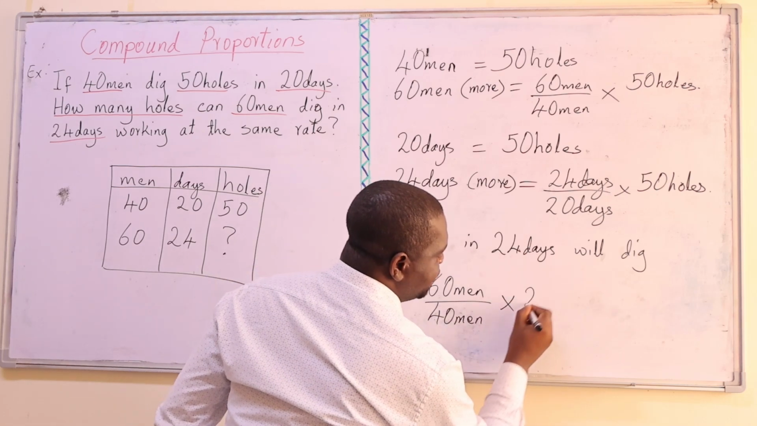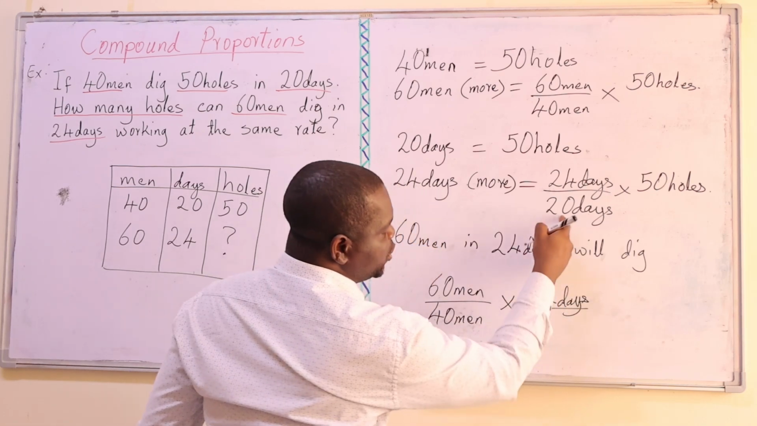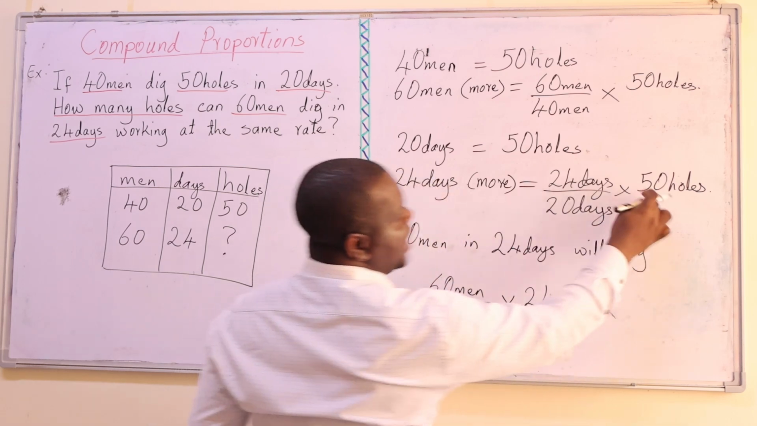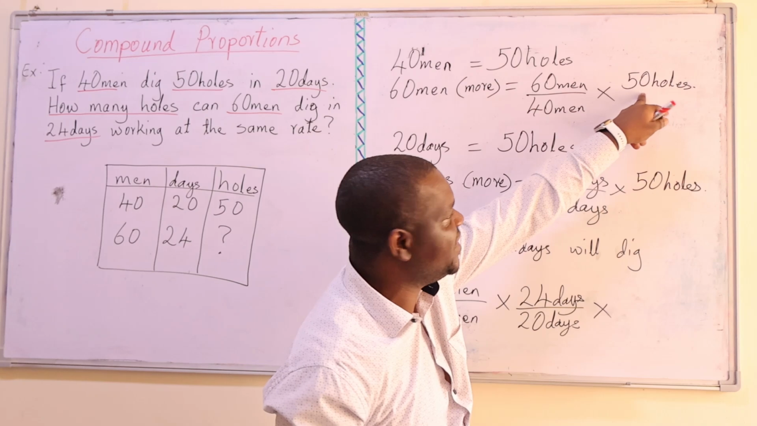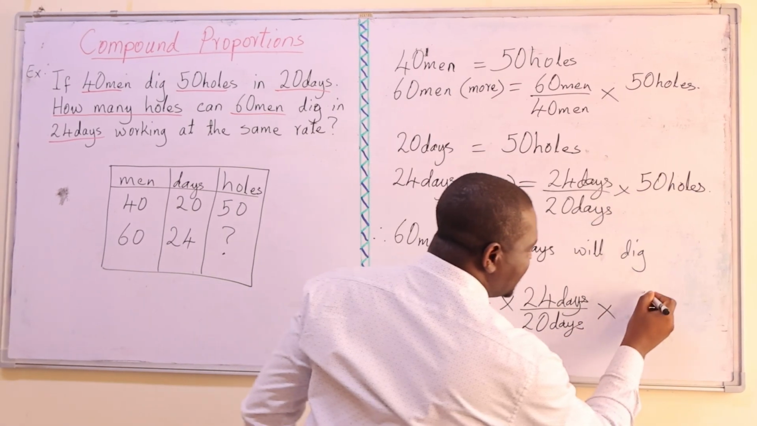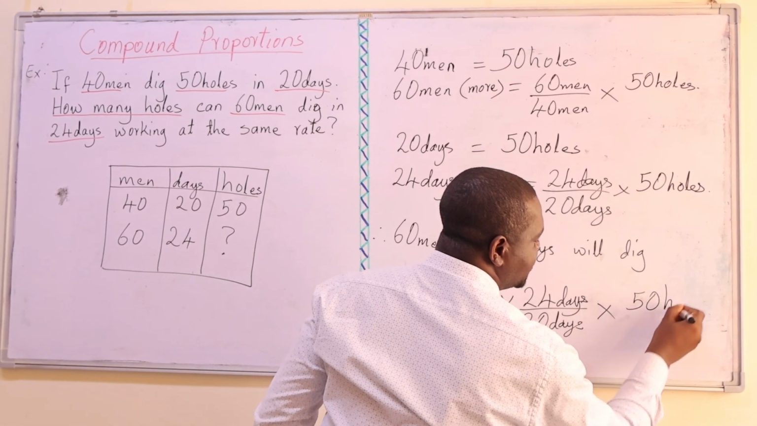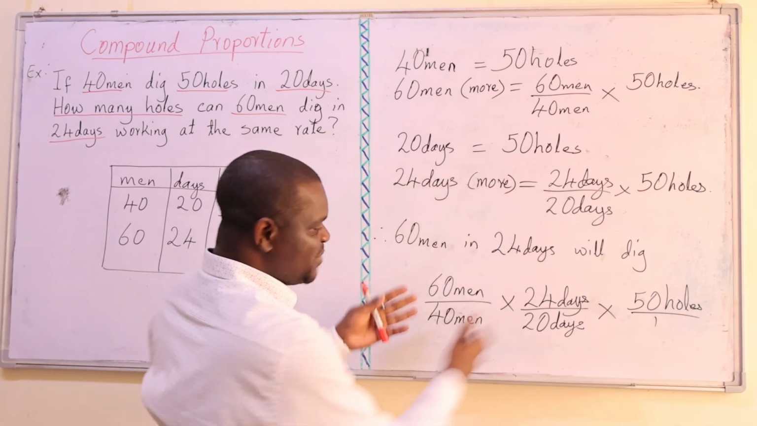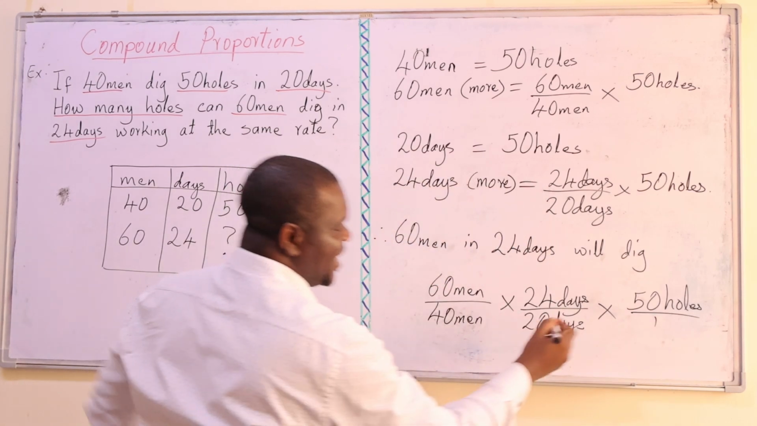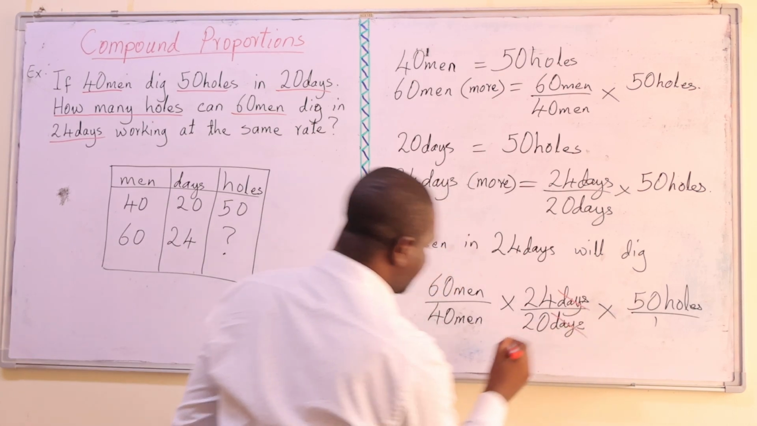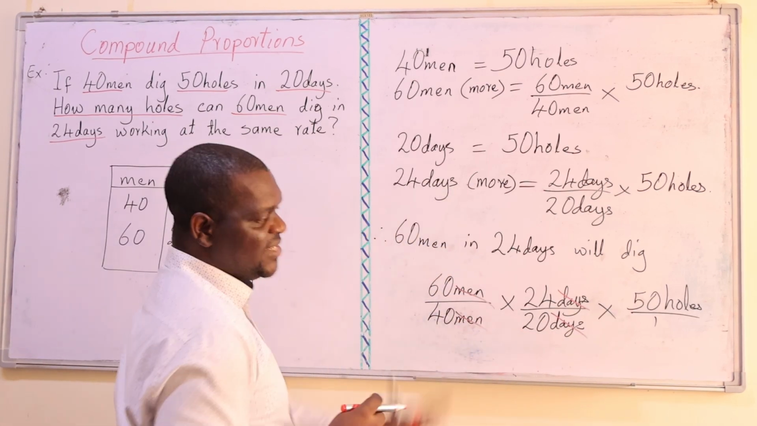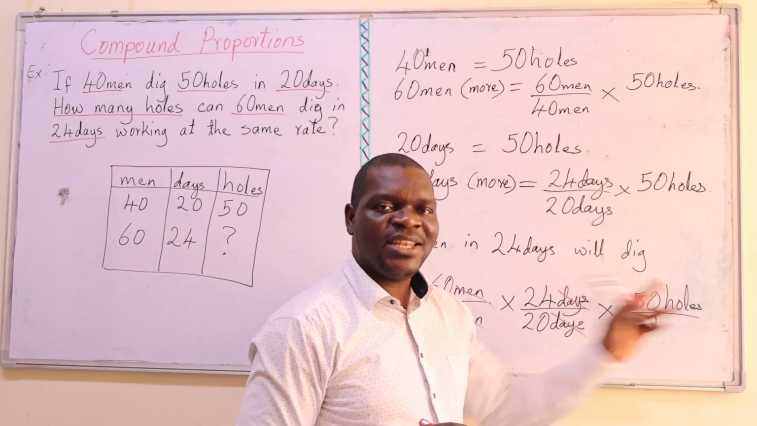You take 24 days divided by 20 days, and here you multiply by 50 holes. You don't have to multiply twice because it's here and here. You multiply just once. You multiply this by 50 holes. You can just express that over 1 to make the equation look nice. So here you simplify the units. You take away days, and men can take away men. This helps you know that your answer should be in holes.